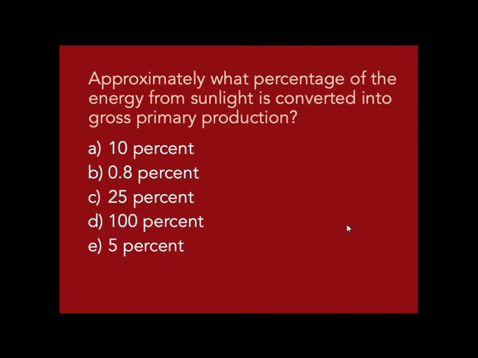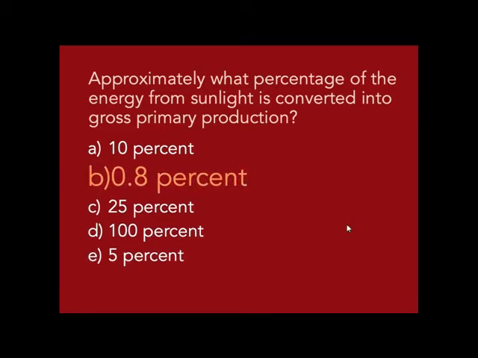All right, so about what percent of the energy from sunlight is converted into gross primary production? It wasn't 80%. It wasn't 8%. What was it? 0.8%. Yep. I hate to see that. It seems very wasteful. Well, that's just how it is.